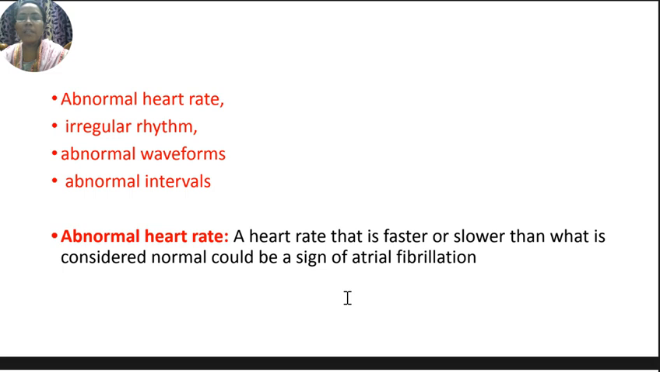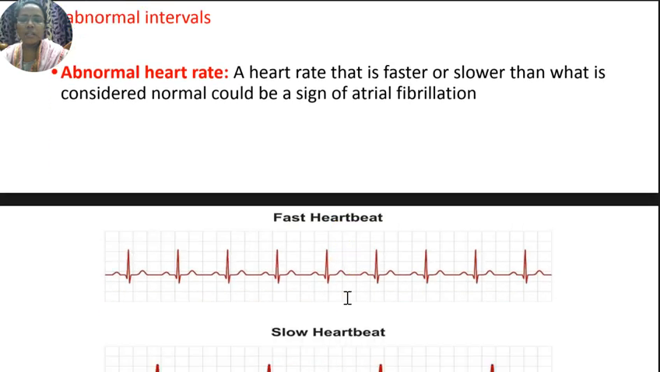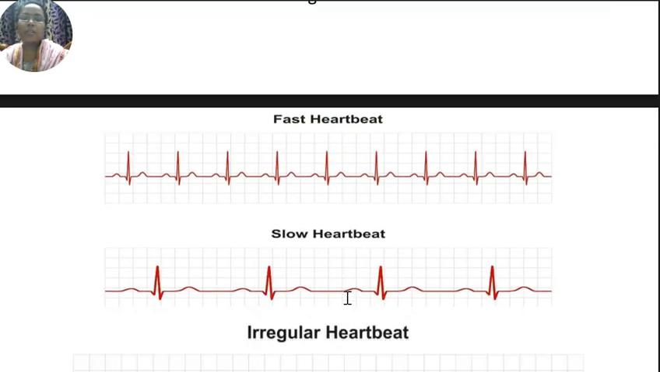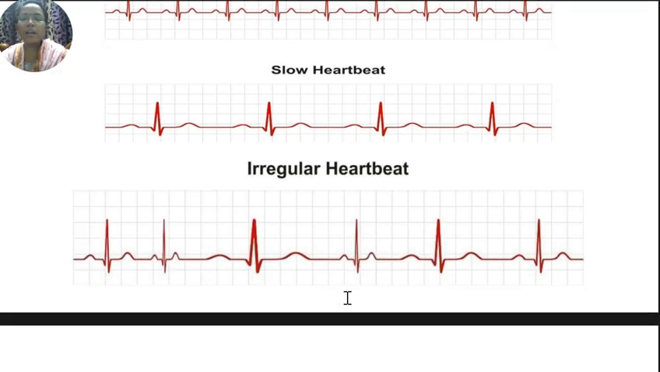So the abnormal interval means PR interval deviation, QT interval deviation. That is called abnormal intervals, right? Then fast heartbeat, slow heartbeat. 72 beats per minute is the normal range. If it exceeds 100, that is called a fast heartbeat. So tachycardia, bradycardia. If it is below 60, or below 40, that is an irregular heartbeat.